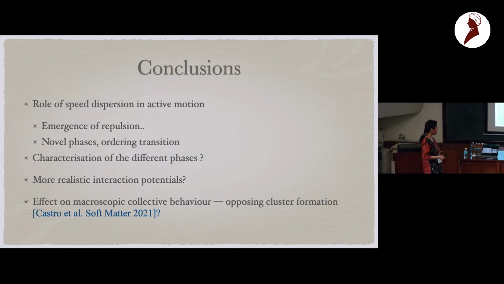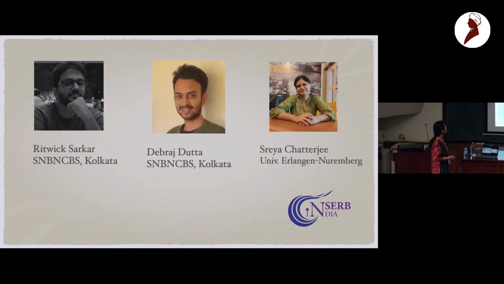One question remains: there is a recent work where they showed that if you have particles with speed dispersion, speeds drawn from a distribution, it can actually oppose cluster formation. They have shown that this kind of dispersion hinders formation of MIPS. So we would also like to see whether with these simple models we can emulate that.